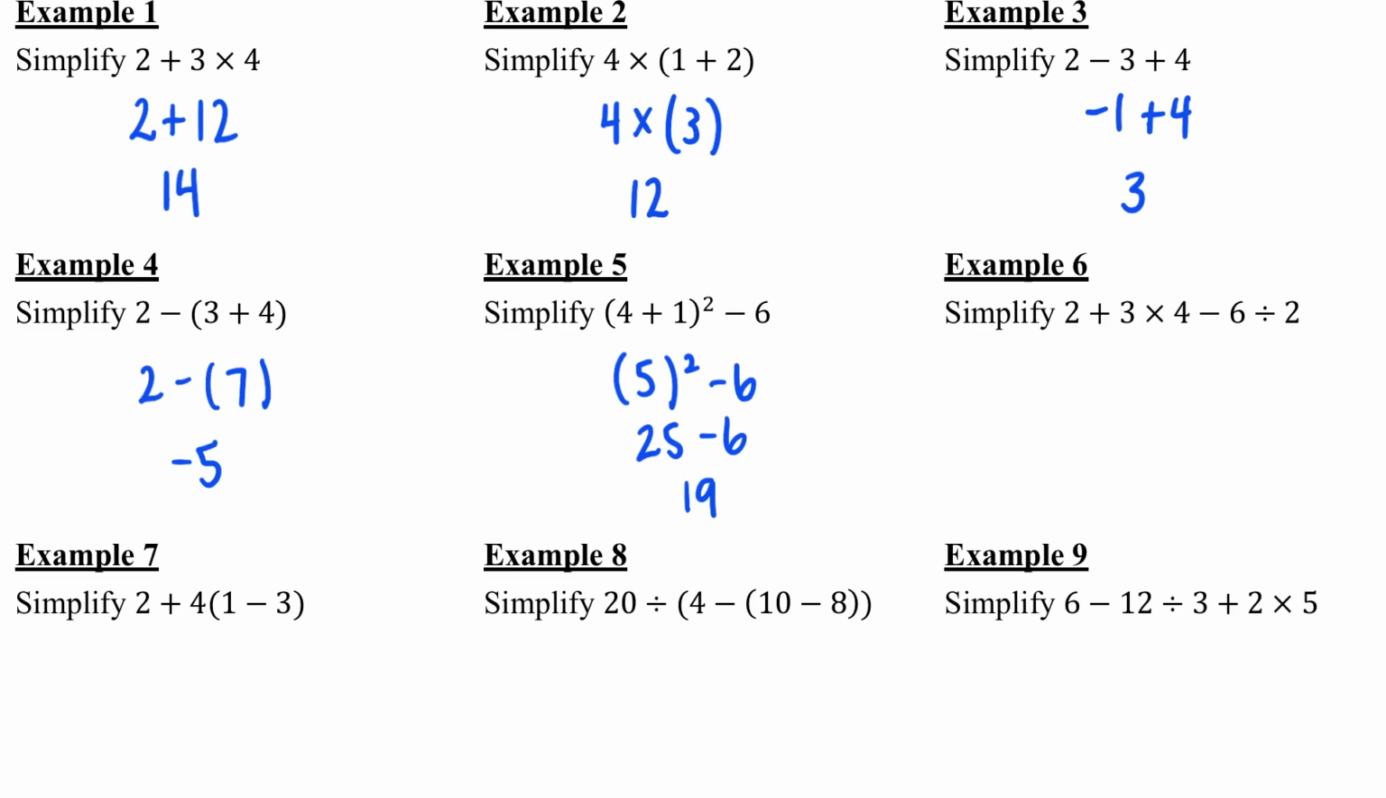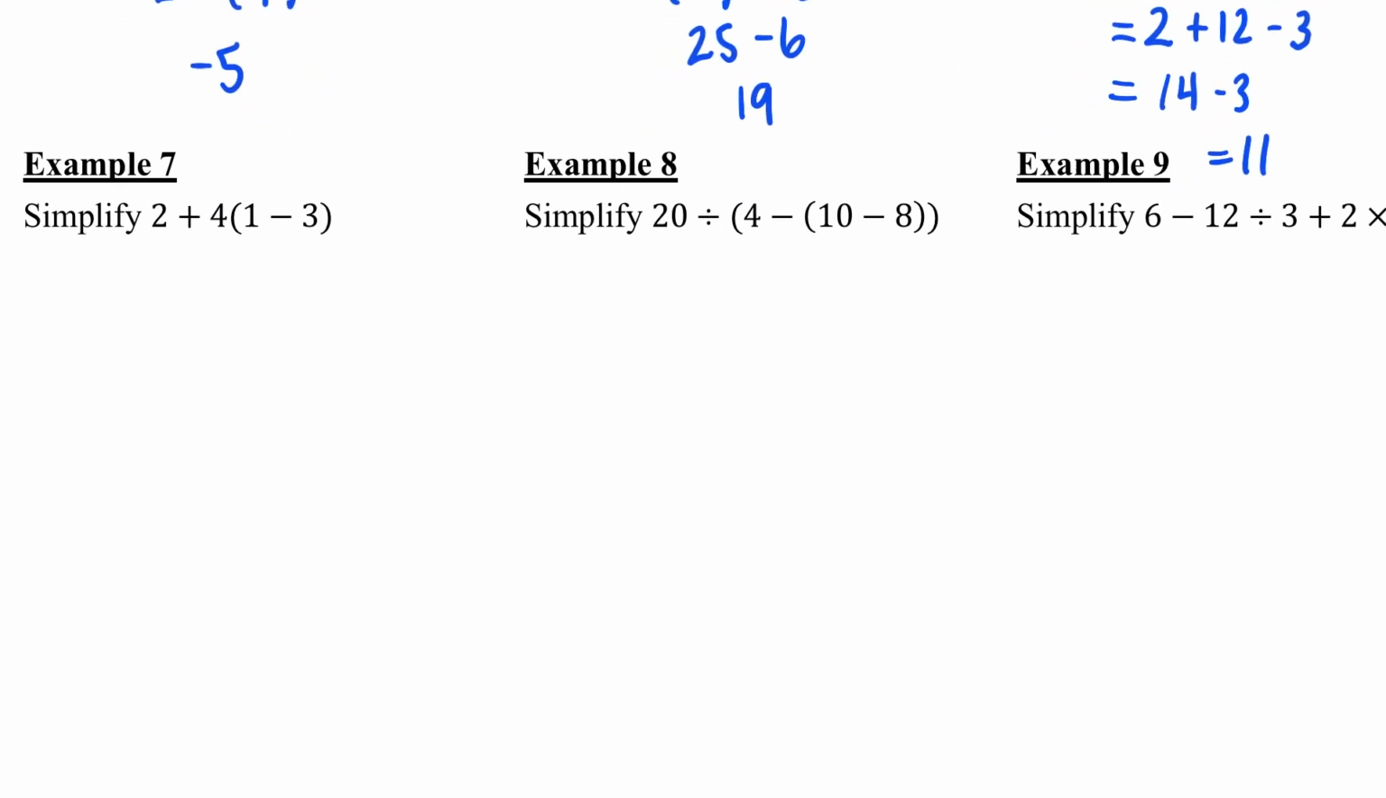On this one, you've got addition, multiplication, subtraction, and division. So what we're going to do is we're going to do the multiplication and division first from left to right. So this is going to be 2 plus 12 minus 6 divided by 2. So we only did the multiplication. Next, we're going to do division. So this will be 2 plus 12 minus 6 divided by 2 is 3. Then we're going to do addition, because it comes first on the left. So we have 14 minus 3, and then 14 minus 3 is 11.